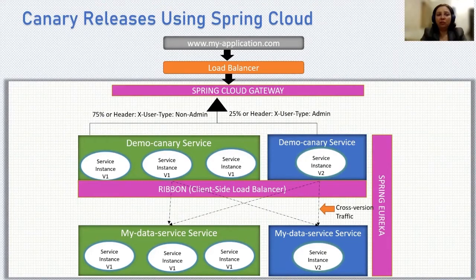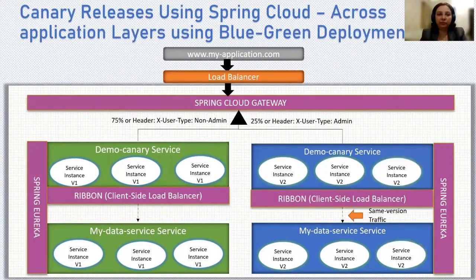However, when we are routing from demo canary service to my data service, normally we use ribbon load balancer and Eureka to get the destination service instance, which in this case can be any version of my data service. Of course, we can route to the appropriate version via code changes, but that's not the option we are looking at here. So what's the solution?